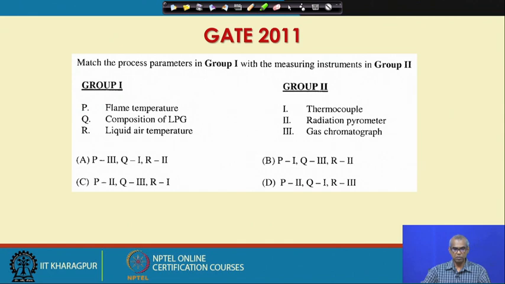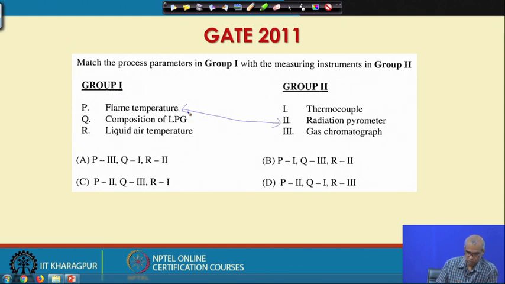Match the process parameters in group 1 with the measuring instrument in group 2. Flame temperature, you want to measure using radiation pyrometer. Composition of LPG, you want to measure using gas chromatograph. Liquid air temperature, you want to measure using thermocouple.